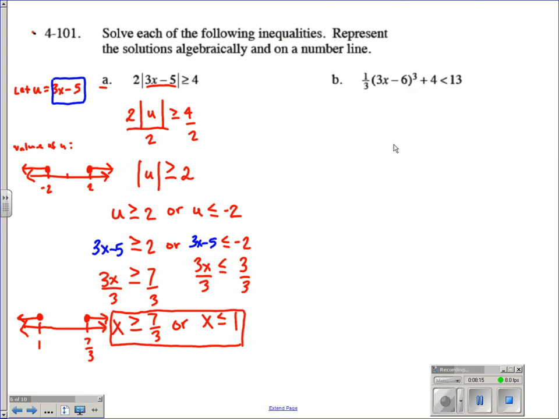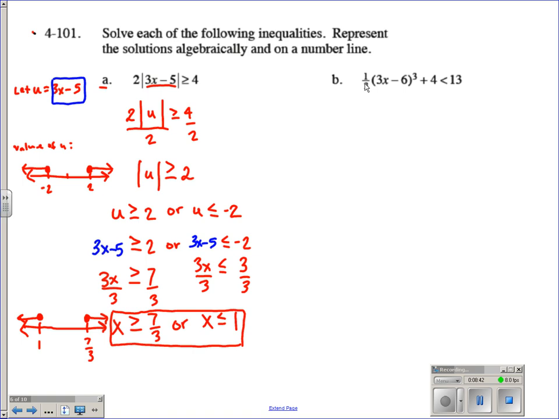Let's look at letter B now. We've got 1/3 times the quantity of 3x minus 6 to the 3rd power plus 4 is less than 13. All right, so let's do this. If we're going to have to break our x out of here, we have to get rid of everything on the outside first.